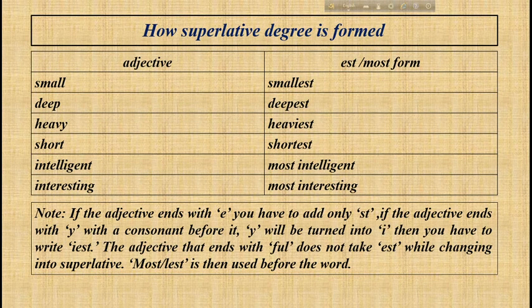Here there are 2 forms, adjectives: positive form and superlative form. Small, smallest, deep, deepest, heavy, heaviest, short, shortest, intelligent, most intelligent, interesting, most interesting. If the adjective ends with e, you have to add only st. If the adjective ends with y, with a consonant before it, y will be turned into i. Then you have to write iest. The adjectives that end with ful do not take est while changing into superlative. Most or least is then used before the word. I think you are clear, dear learners.